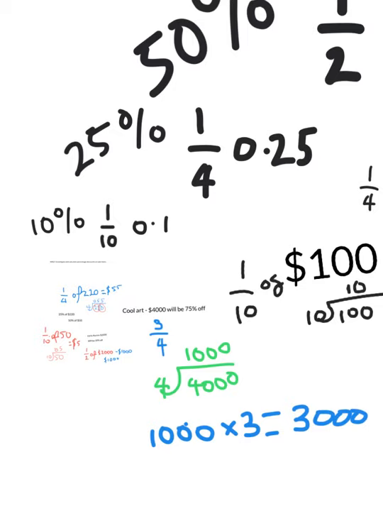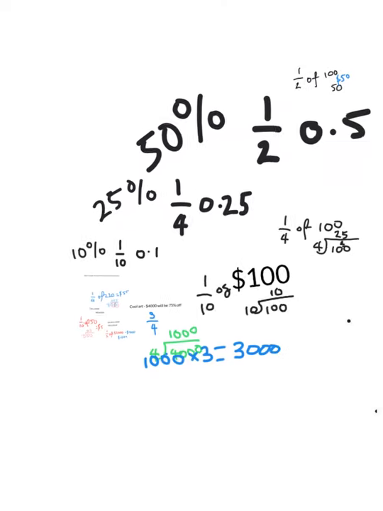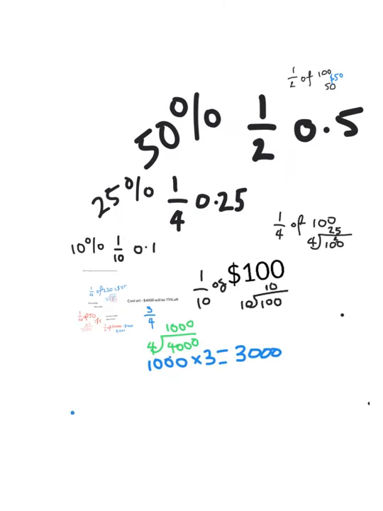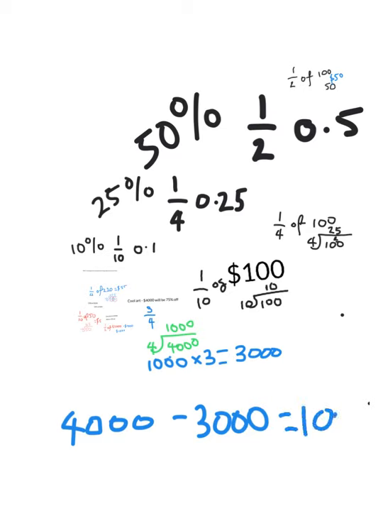Now we've worked out the percentage discount, we can finalize this by doing a quick subtraction. We've got 4,000, which is the original price of Cool Art. And it's going to be 75% off. So it's going to be $3,000 off, because 3/4 of 4,000 is 3,000. So 4,000 minus 3,000 equals 1,000. So the new price of Cool Art is $1,000. How exciting. Put a little dollar sign there as well.